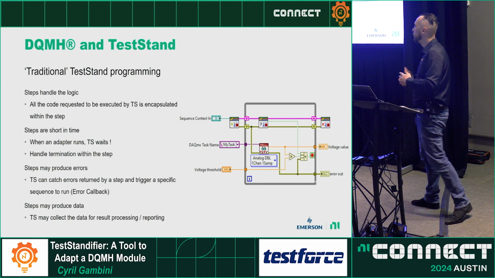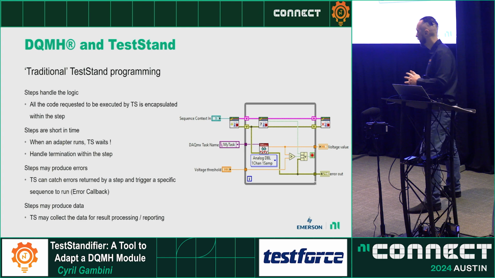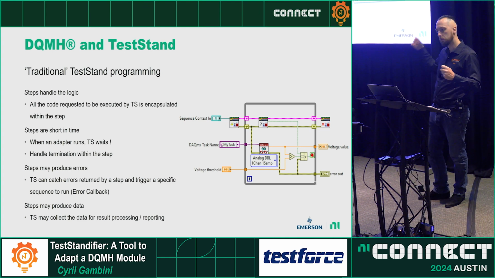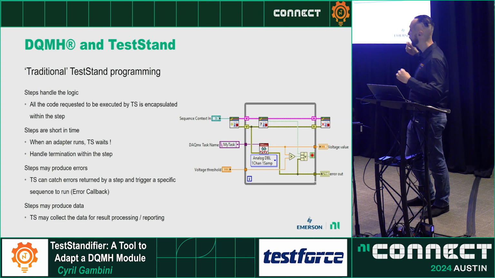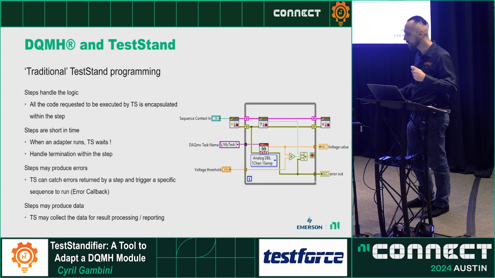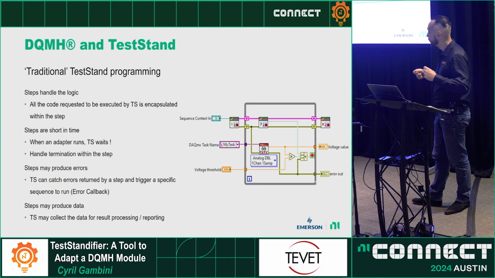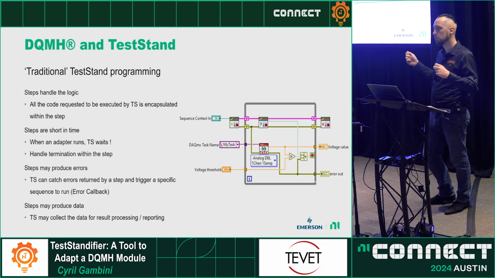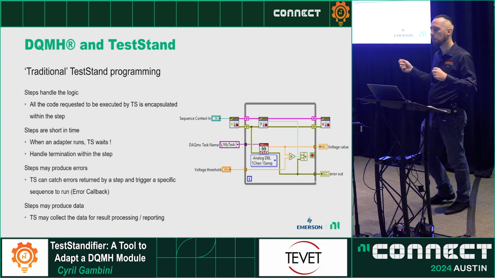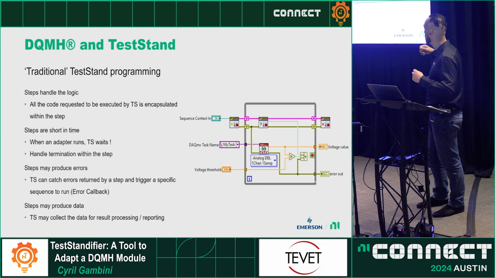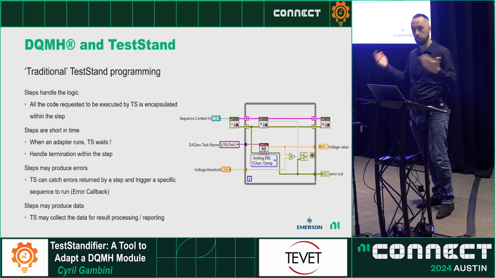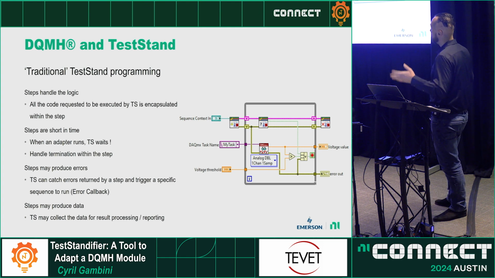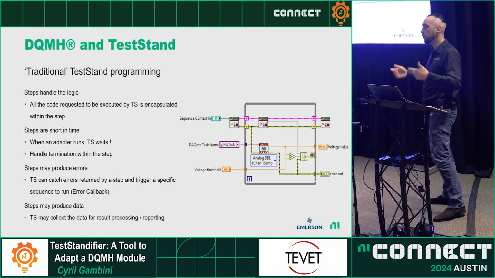What we try to do is to make steps short in time. Okay, when an adapter runs, so if you have LabVIEW code, TestStand will actually run the LabVIEW code through an adapter, so it will give the hand to the LabVIEW runtime engine to actually run the VI. While the adapter runs, TestStand waits. So this is a crucial point, actually. So if your step has a duration of 3 hours, TestStand will just wait for 3 hours until the step actually returns. So if your step is not short in time, you need to handle termination within the step.